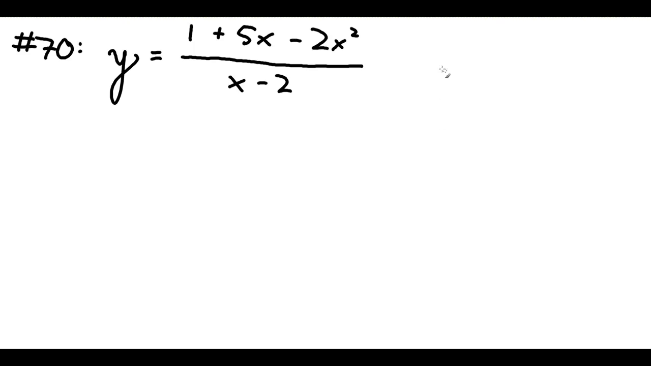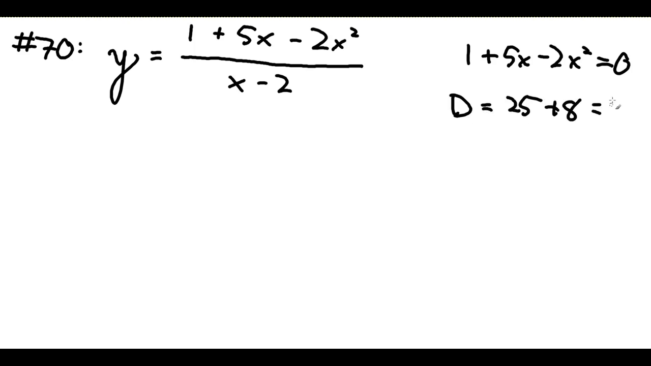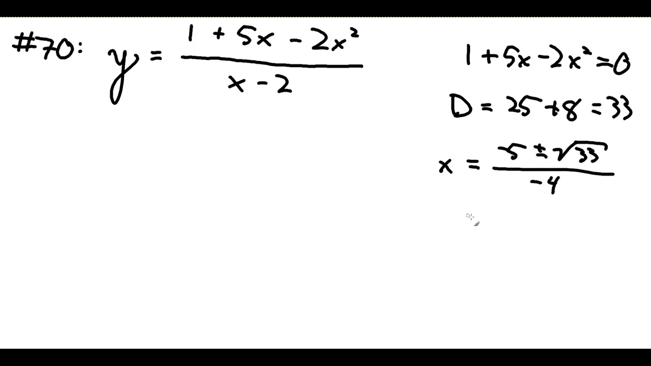Let me go to another page here. So let's consider the question of taking 1 plus 5x minus 2x squared equal to 0. Using quadratic formula, the discriminant would be b squared minus 4ac, which looks like 33. So that means that our x values would be -b plus or minus the square root of 33 divided by 2a, so that's a negative 4. We have a negative here, and positive or negative there.